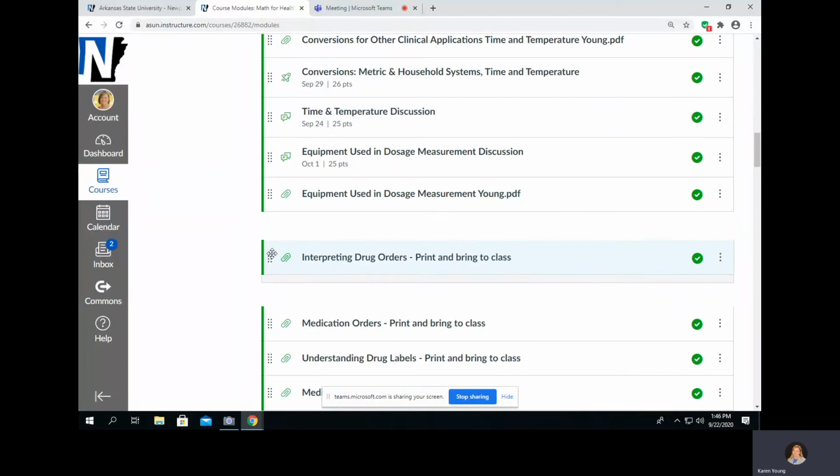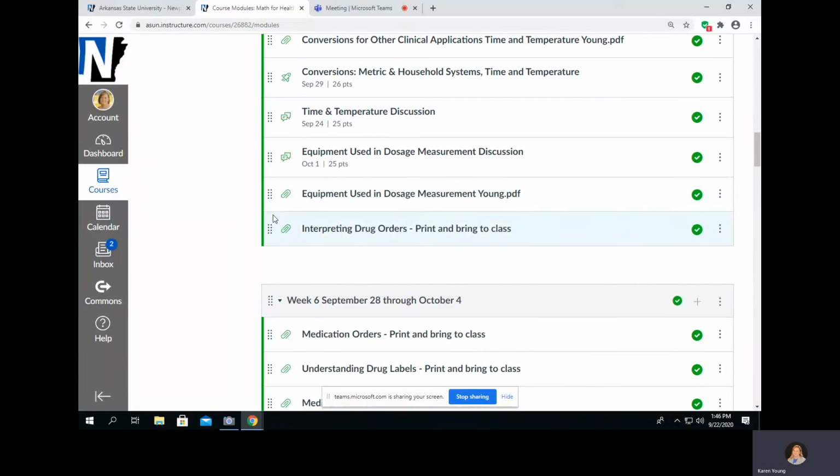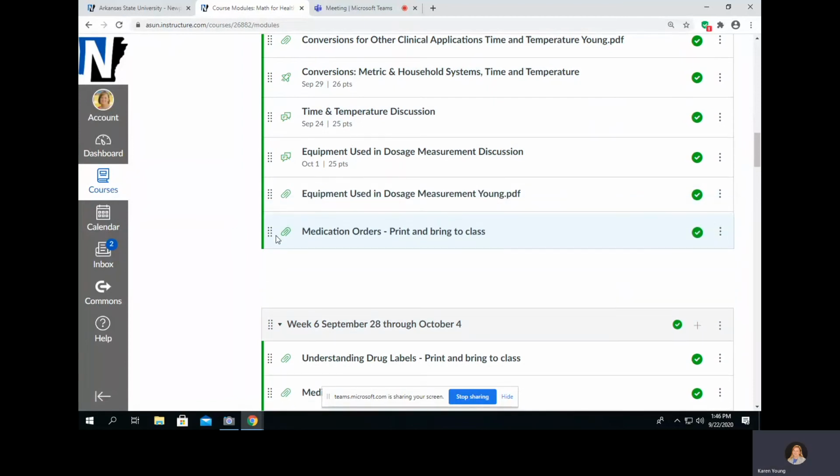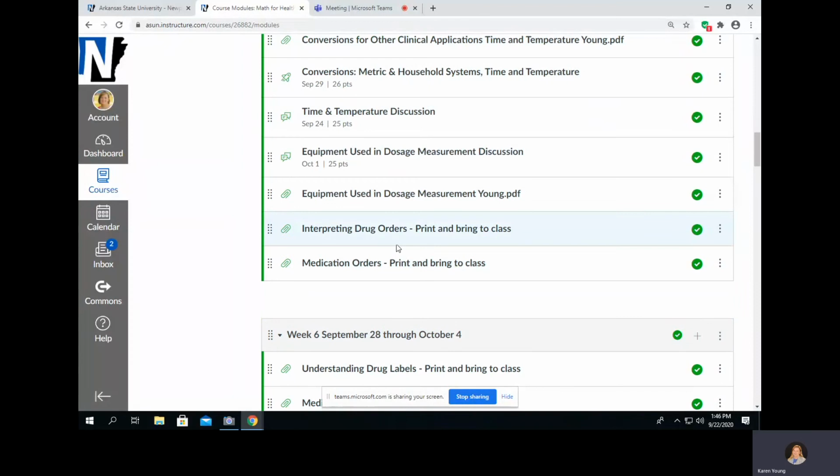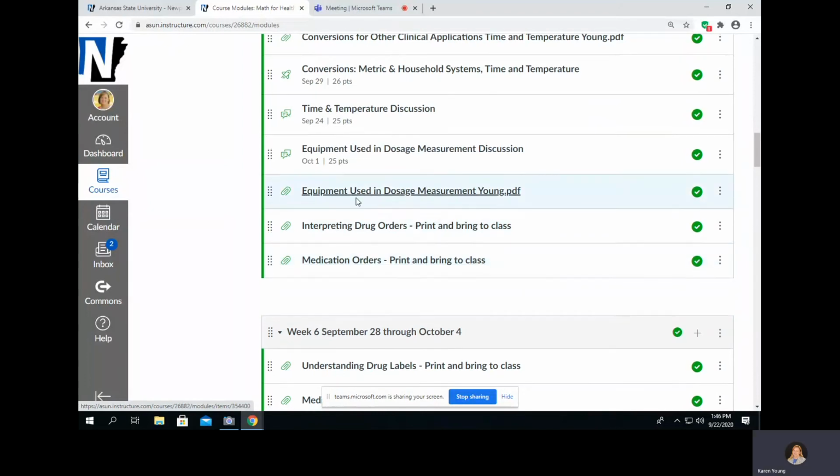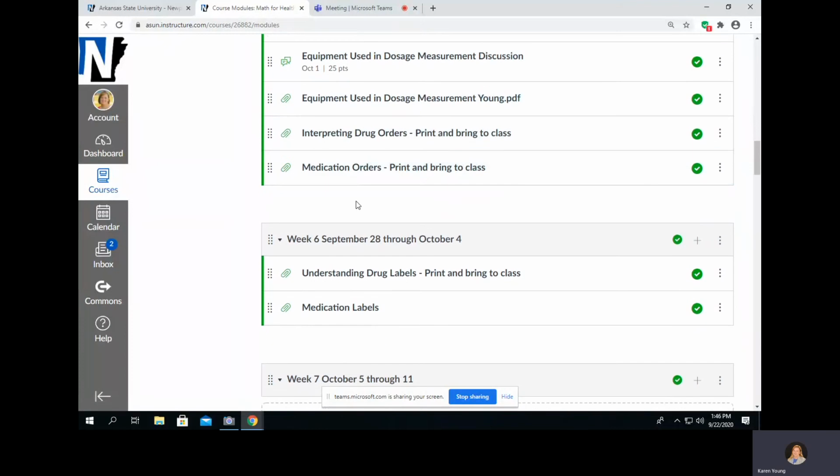And then on Thursday, we're going to come back and discuss medication orders. Okay, so we're going to interpret drug orders. So print these two. This is print and bring to class. Bring those to class on Thursday, because that's what we're going to work on. They're both medication orders. We have medication labels that we're going to do next week. So anyway, that's where we're at with that.